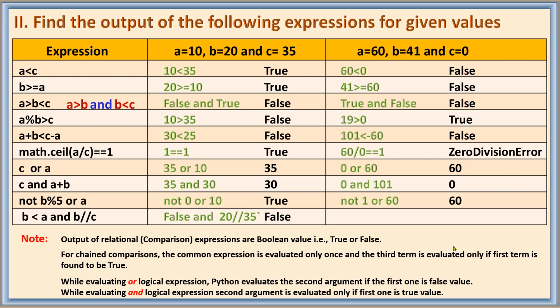So in the next set of values, b is lesser than a. 41 is lesser than 60 is true. And b floor divided by c, that is 41 divided by 0. So there will be a zero division error.